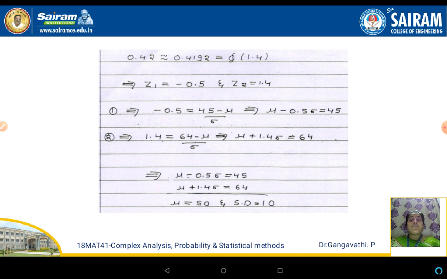Similarly, equation 2 gives us 1.4 is equal to 64 minus mu by sigma. Rewriting this as mu plus 1.4 sigma is equal to 64. So solve the equations simultaneously. We get the value of mu as 50 and standard deviation as 10.